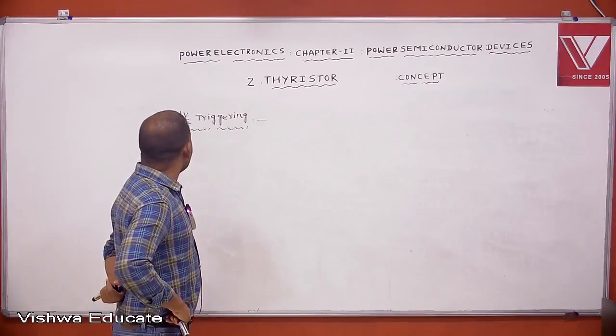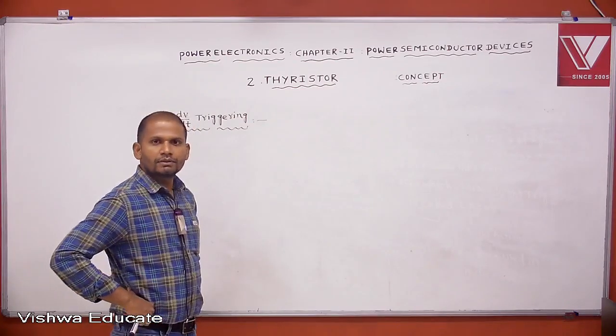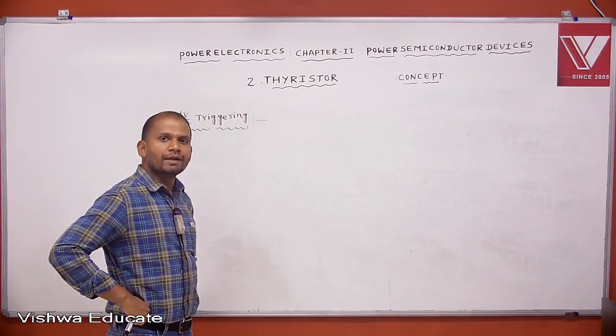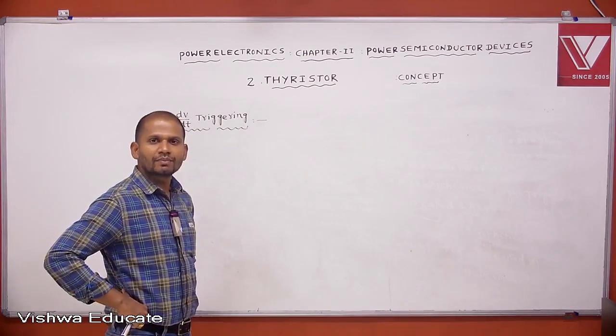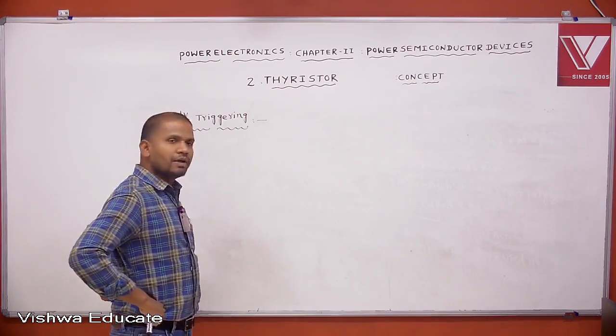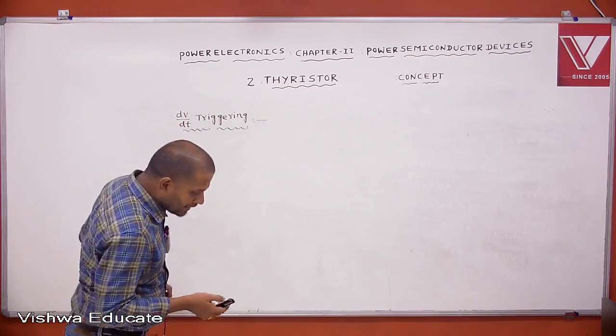dV by dt triggering method. Just now I explained exactly what gate triggering, temperature triggering and light triggering methods are. The continuation of this is another method of triggering, which is dV by dt triggering.